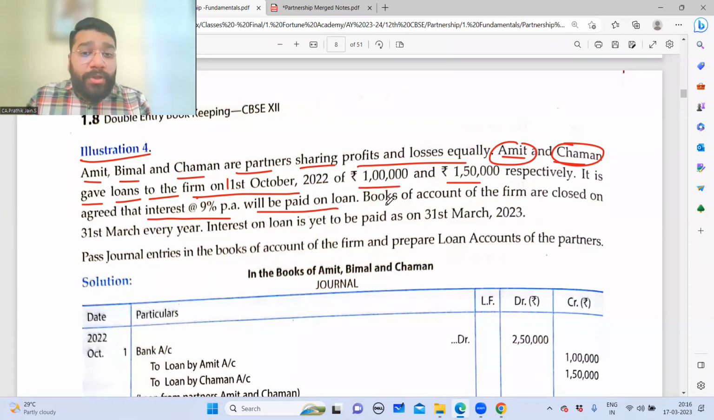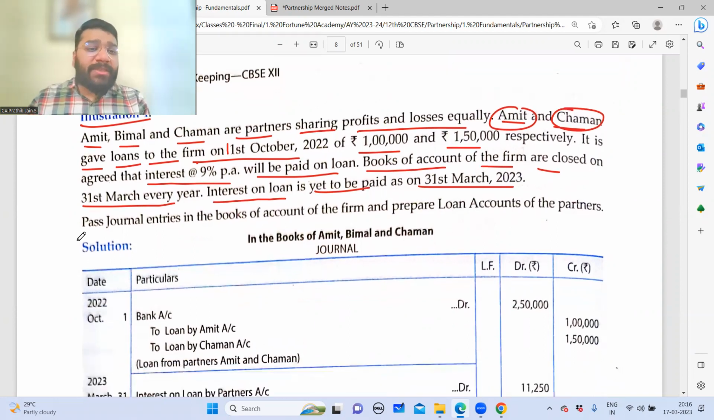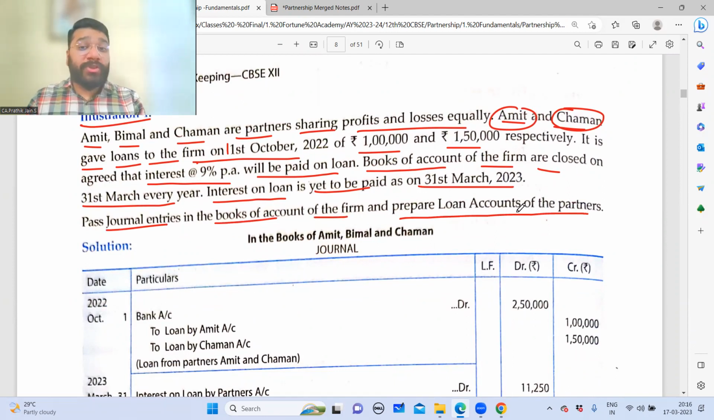Books of accounts of the firm are closed on 31st March every year. So which financial year are we following? April to March. Interest on loan is yet to be paid on 31st March, which means it is outstanding, so you have to pass the outstanding interest entry. Pass journal entries in the books of accounts of the firm and prepare the loan account. So journal and ledger. They ask you to pass the journal entries.